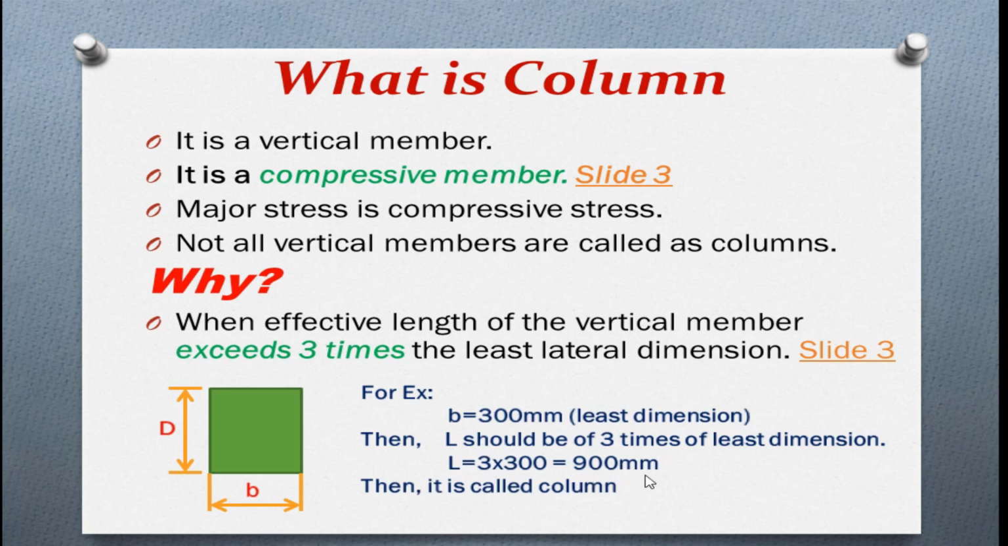When the vertical member length is greater than 3 times the least lateral dimension, then it is called a column. If the member is less than 900, then it is not called a column, it is called a pedestal.